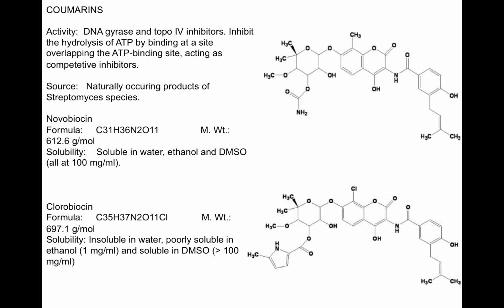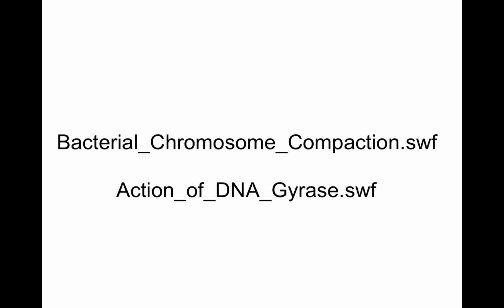Here's a couple of molecular diagrams of some coumarins, novobiocin and clorobiocin. They inhibit the hydrolysis of ATP by binding at a site in the enzyme that overlaps the ATP binding site, acting as competitive inhibitors. There's a couple of animations for you also on Blackboard that you can watch that describe compaction and the action of DNA gyrase.